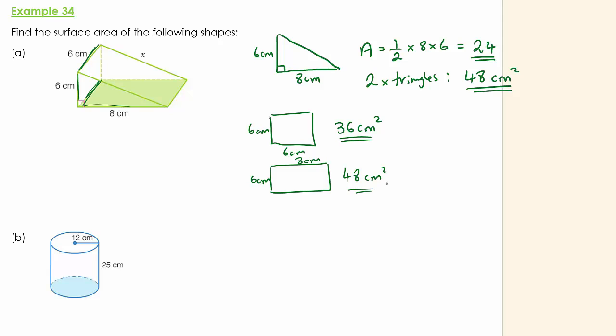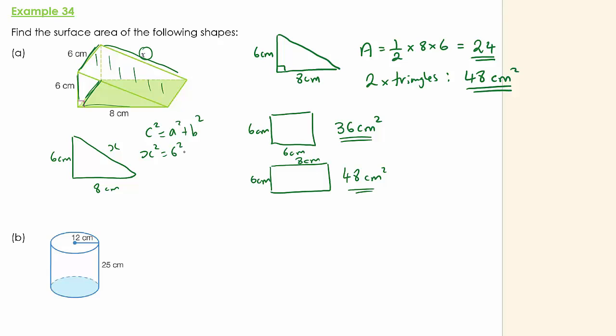Now we've got one more rectangle, which is this one here on the front, and we don't know the length at the moment. That's x. But if we look at the triangle, the x is here, and this is 8 and this is 6. So we can use Pythagoras' theorem. C squared is a squared plus b squared, and we're finding the hypotenuse. So x squared is 6 squared plus 8 squared. Now I know you can do this, and so I'm just going to leave out some lines here and just say that that's 10 centimeters.